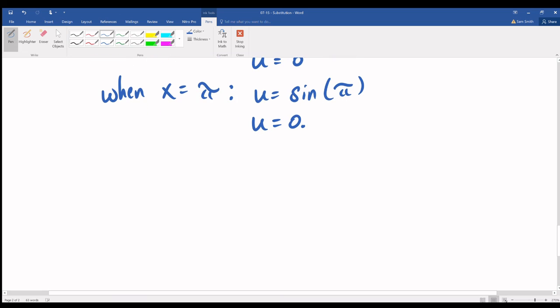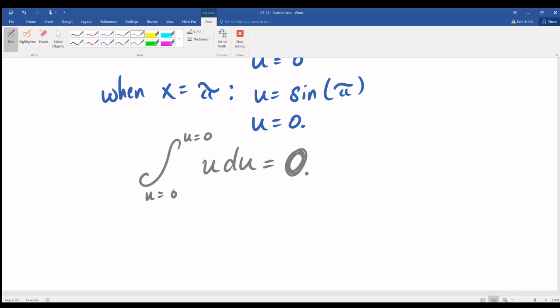So now, what are we actually integrating? We're integrating from u equals 0 to u equals 0 of u du. But because both the left and the right hand limits are identical, we are integrating under this function u over a region which has no width at all. So the net area under this function will be 0 because it's just not wide enough to have any area. The left and the right hand limits are exactly the same. And so 0 is the result of this calculation.